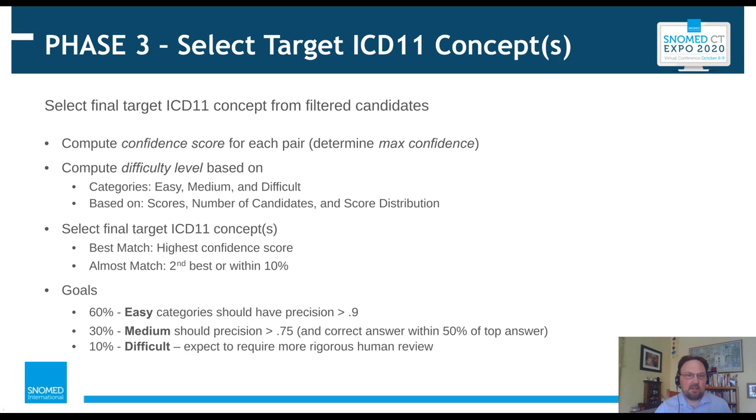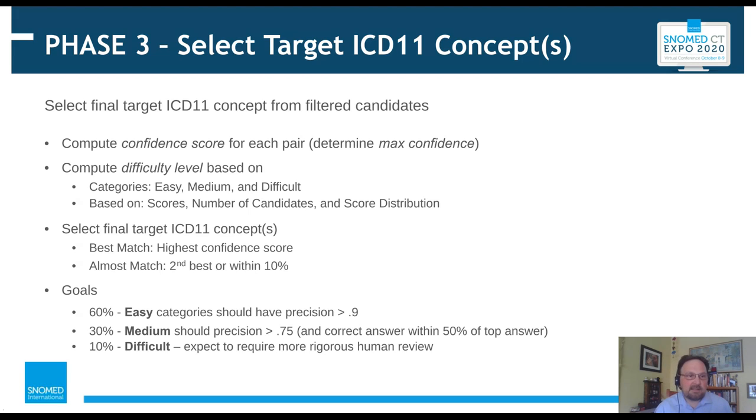With medium, it gets a little bit lower than that, and things with difficult may predict the right answer in situations, but they probably should all be manually reviewed. So we compute the best match and what we consider an almost match, which is either the second best or a best within 10%. Those are the measures that we're playing around with.